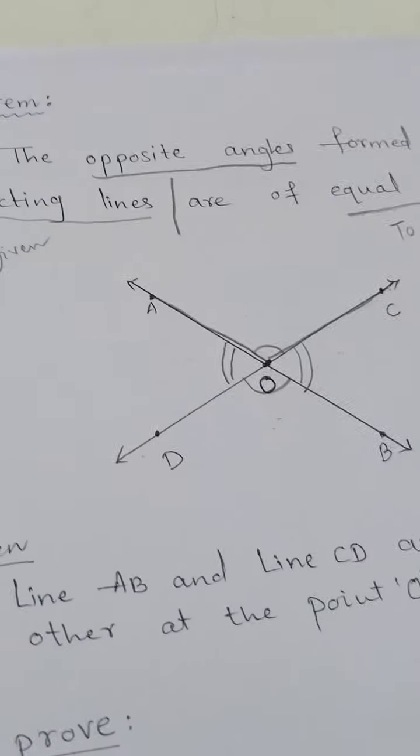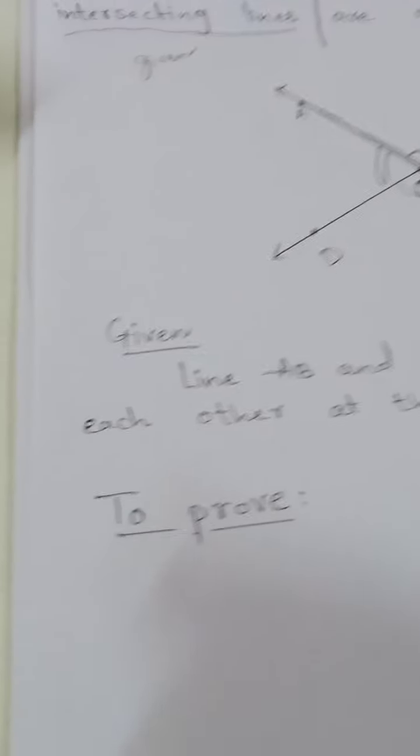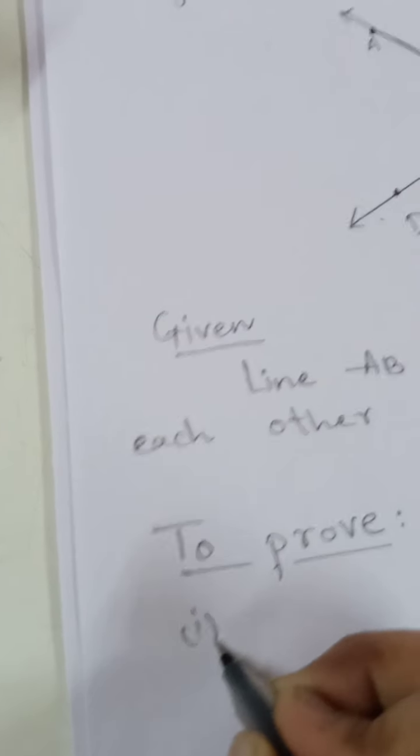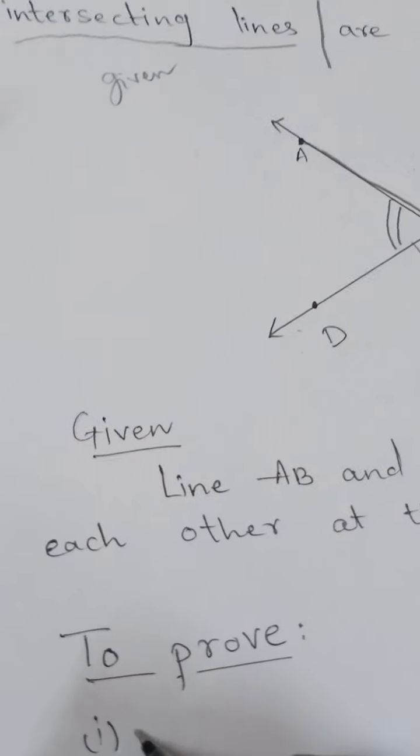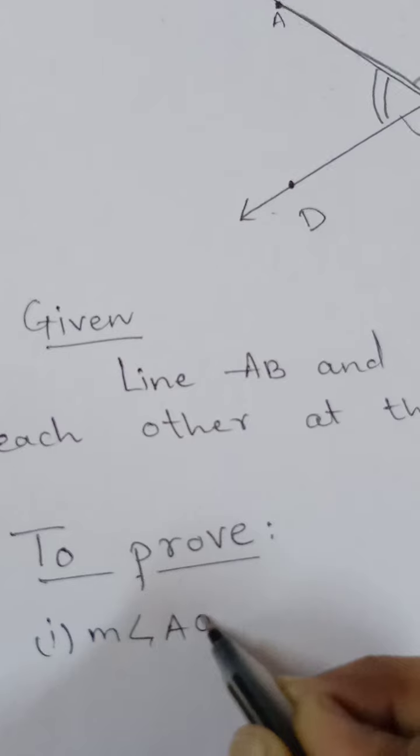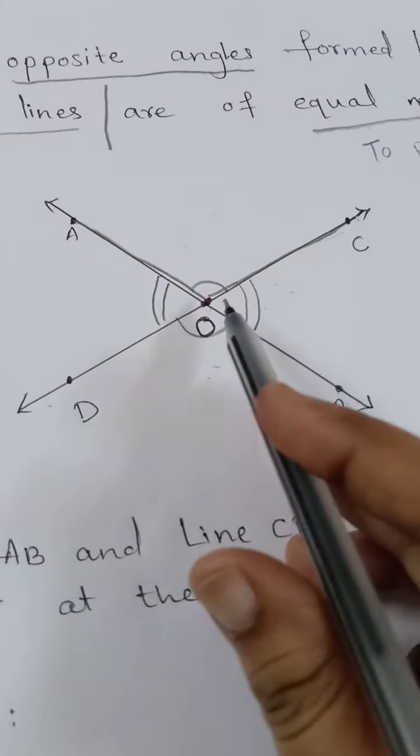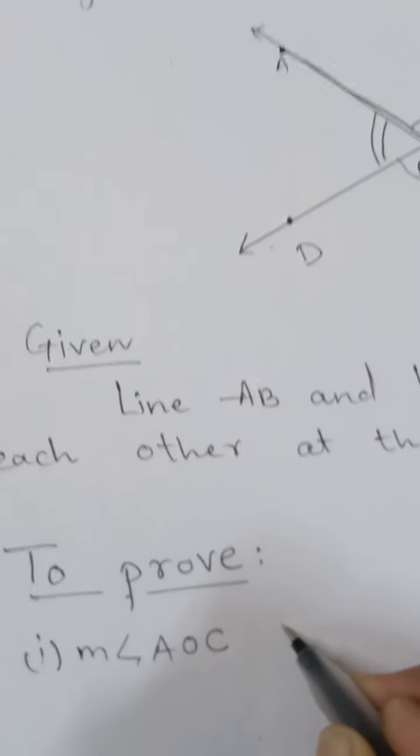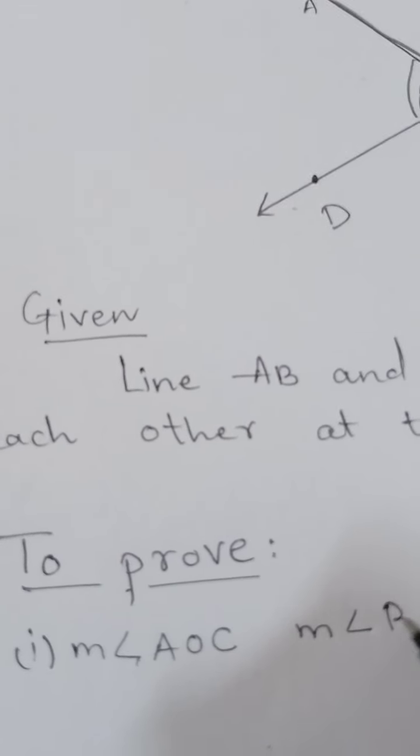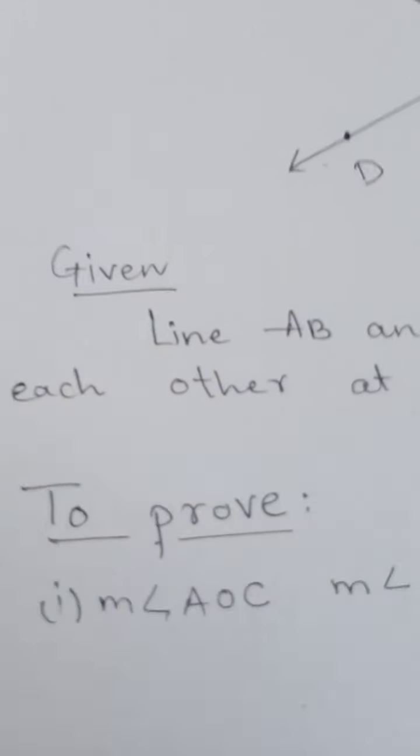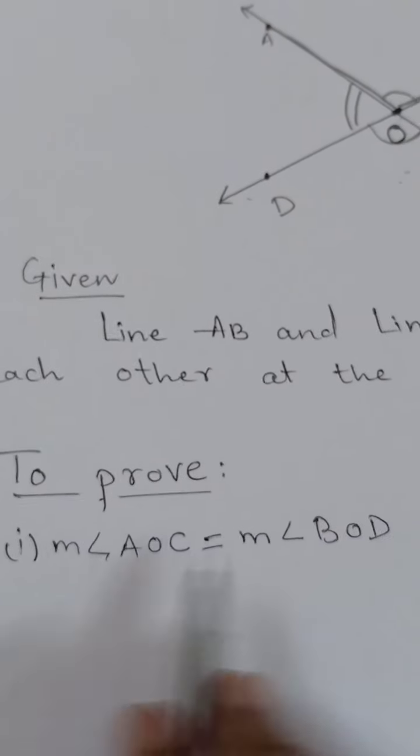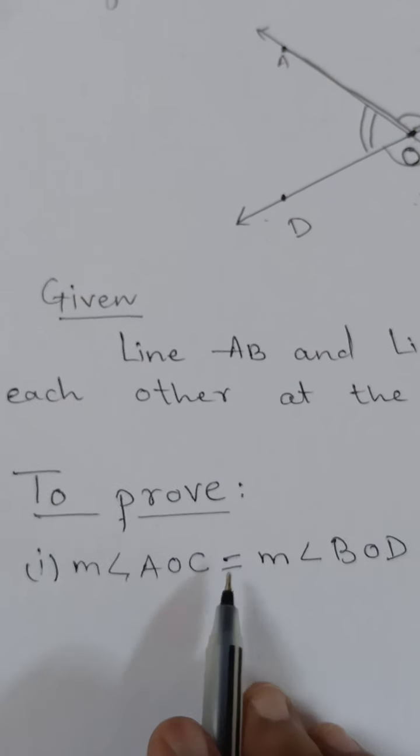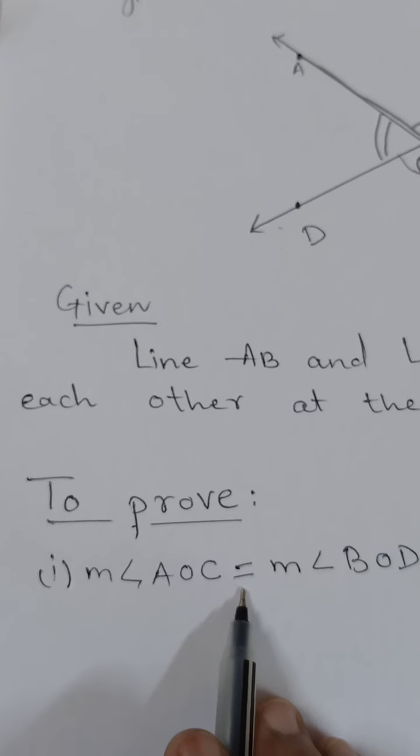So we will write two things we have to prove, because there are two pairs of opposite angles. The first pair we will write here first: measure of angle AOC, and the opposite angle is BOD. So we will take here measure of angle BOD, and we have to prove that they are equal. So we have to prove that these two opposite angles have equal measure.